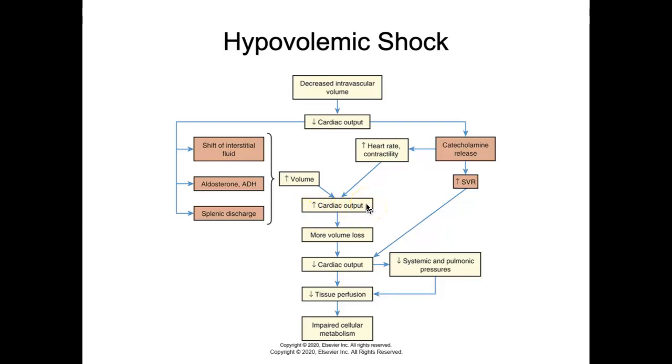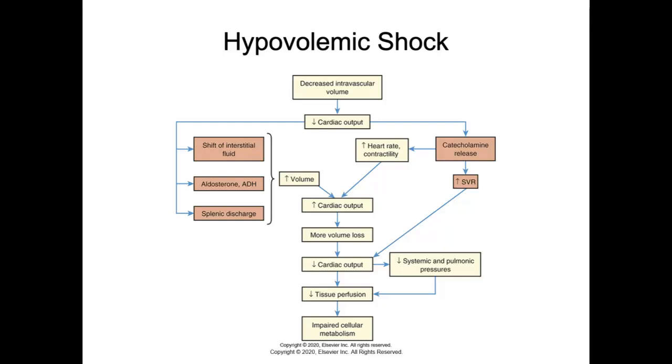But if we see that we keep losing the whole blood or the plasma or interstitial fluid, and it's continuing, then we are going to continue to have a decrease in cardiac output. The compensatory mechanisms are not going to be enough to keep that cardiac output up. That then is going to result in a decreased tissue perfusion, which is also due to a decrease in the systemic and pulmonic pressures now, and that then can lead to impaired cellular metabolism.